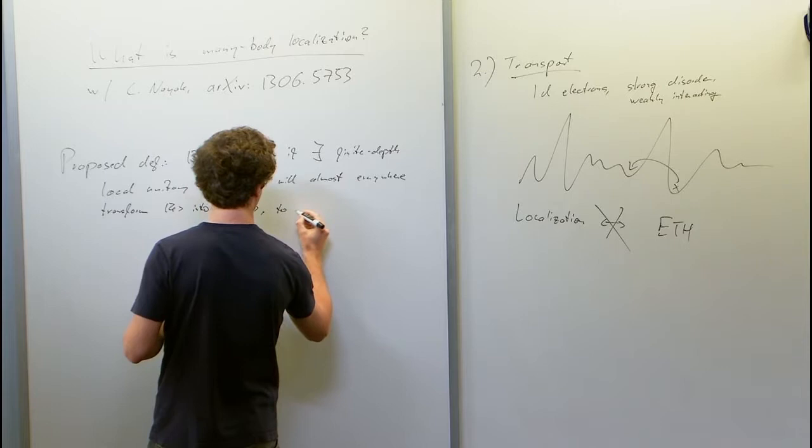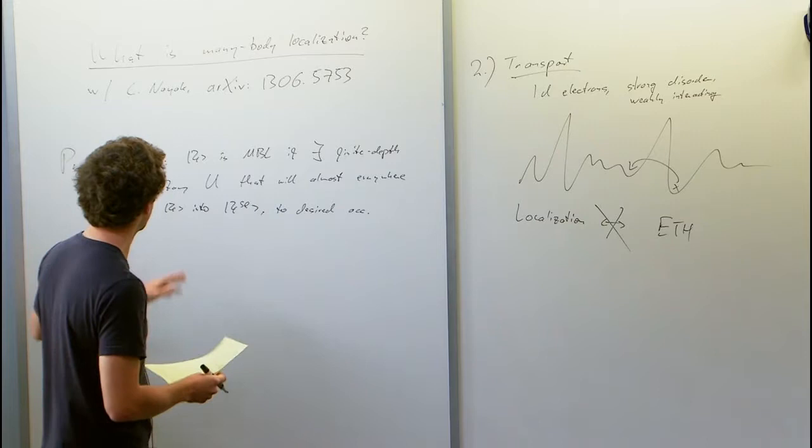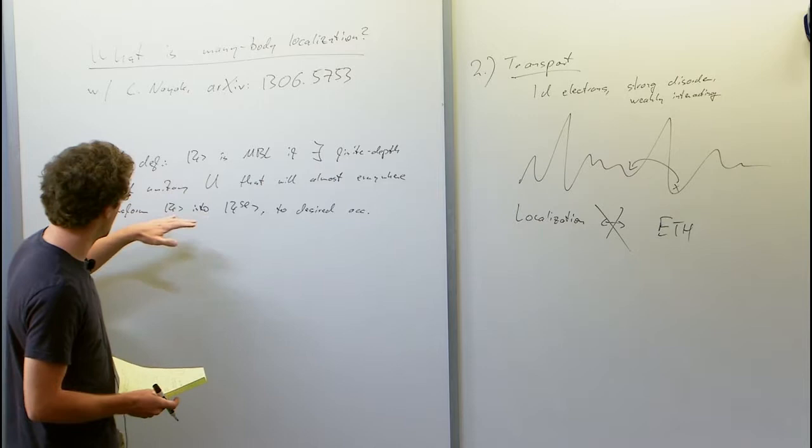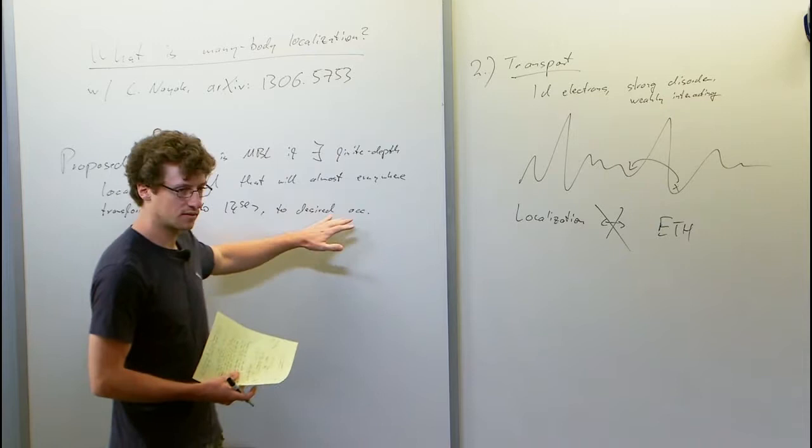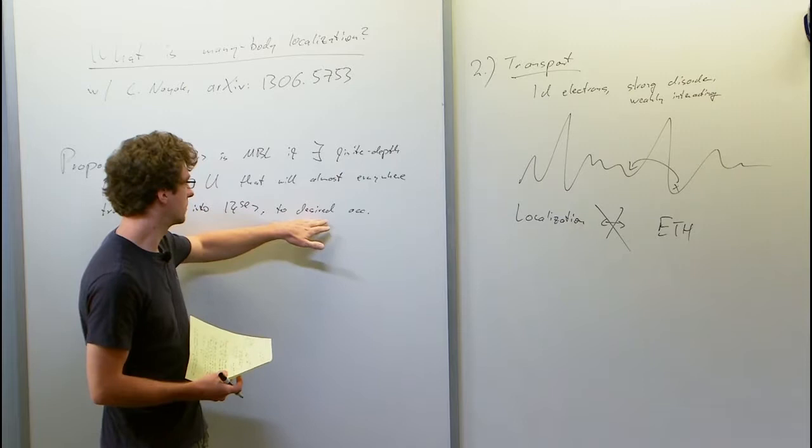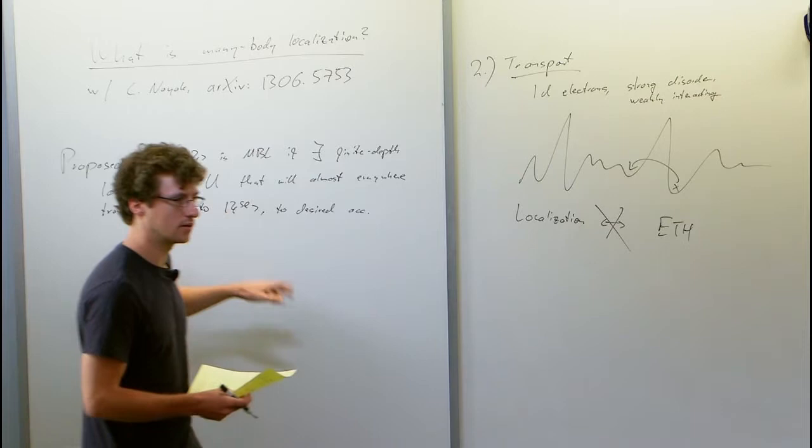So I require that, so I'm going to call this state many-body localized if there exists some finite depth local unitary that will almost everywhere transform psi into some Slater determinant to desired accuracy. You're probably wondering now why these caveats, why the "almost everywhere", and why the "to desired accuracy" is probably more obvious. I'm going to come to why these are important in a minute. They actually turn out to be pretty important to have a reliable definition.